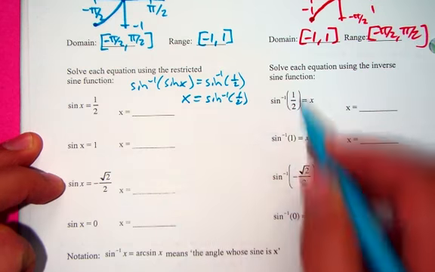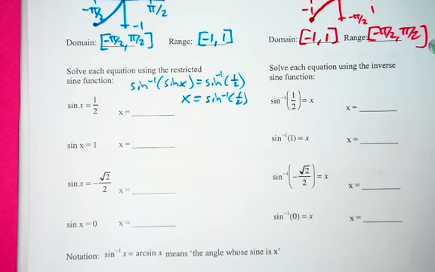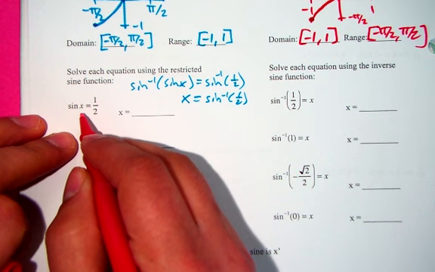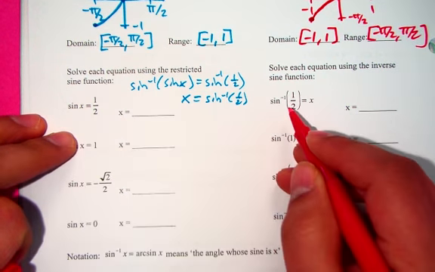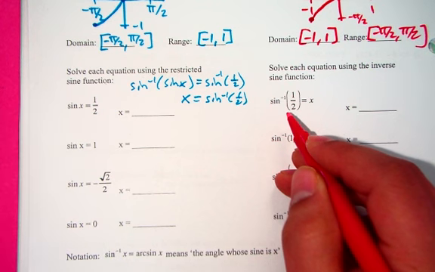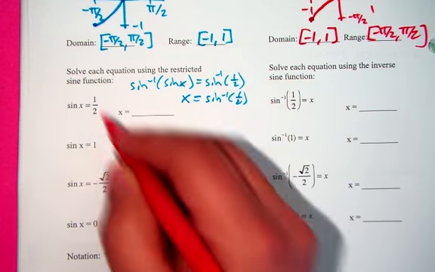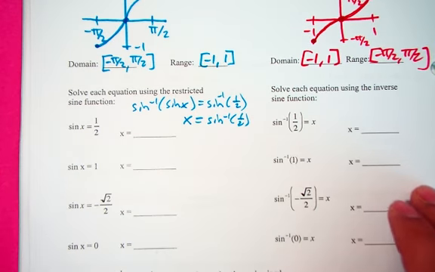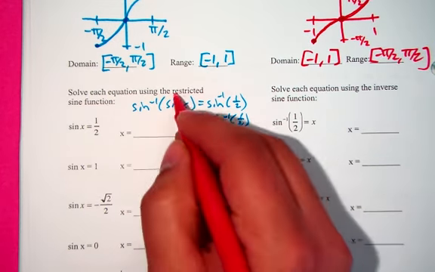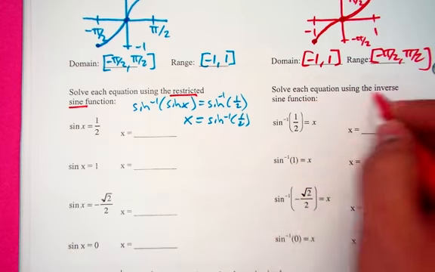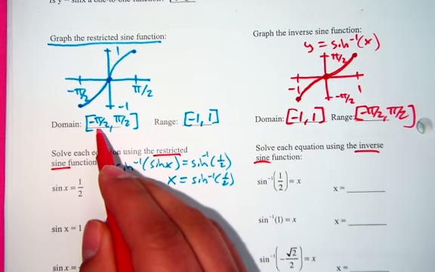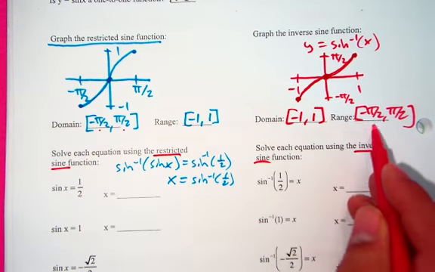So for all of these questions, here's what you need to remember. If it's something inside of sine, we're looking for an angle. If you're doing the inverse sine of something, you're still looking for an angle. Good news is you guys already know all of these. The bad news is we're going to have to be very specific now as to how we write our answers because we're using restricted sine and inverse sine. Which means, if you look at our angles, where are our angles from negative pi over 2 to pi over 2 only?